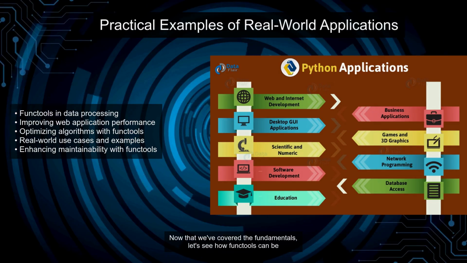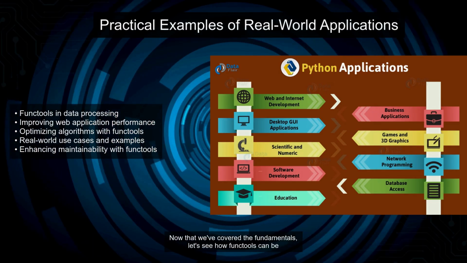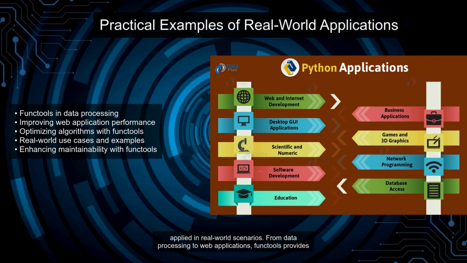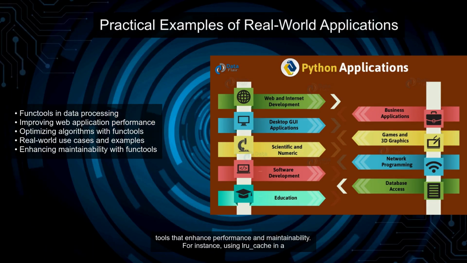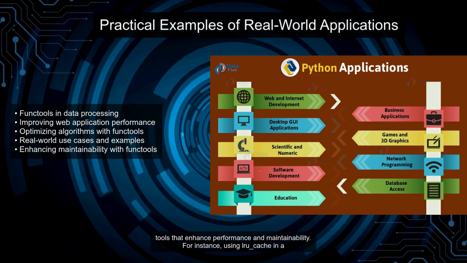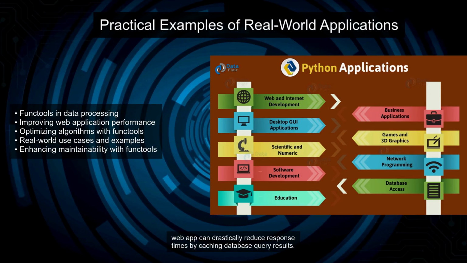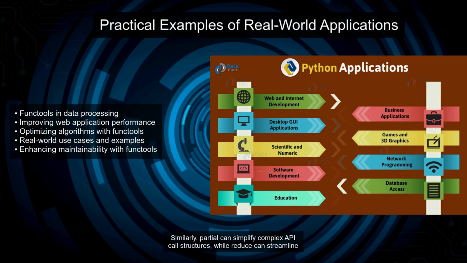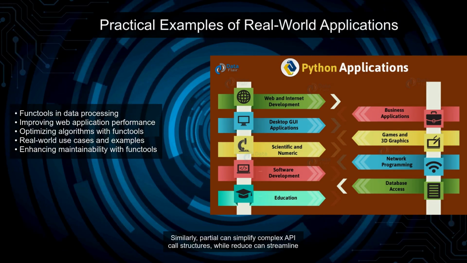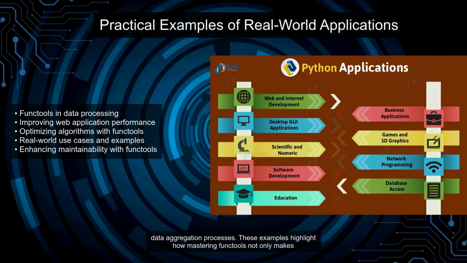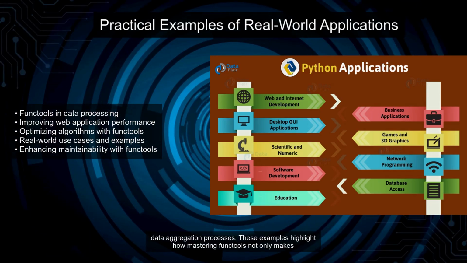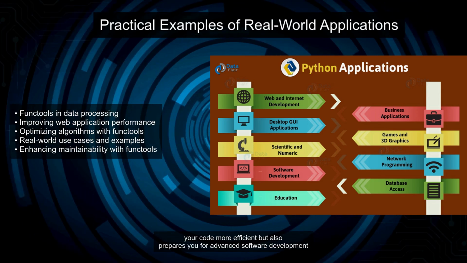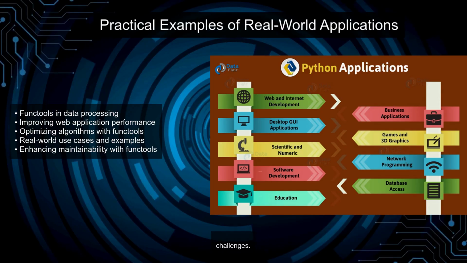Now that we've covered the fundamentals, let's see how Functools can be applied in real-world scenarios. From data processing to web applications, Functools provides tools that enhance performance and maintainability. For instance, using lru_cache in a web app can drastically reduce response times by caching database query results. Similarly, partial can simplify complex API call structures, while reduce can streamline data aggregation processes. These examples highlight how mastering Functools not only makes your code more efficient but also prepares you for advanced software development challenges.